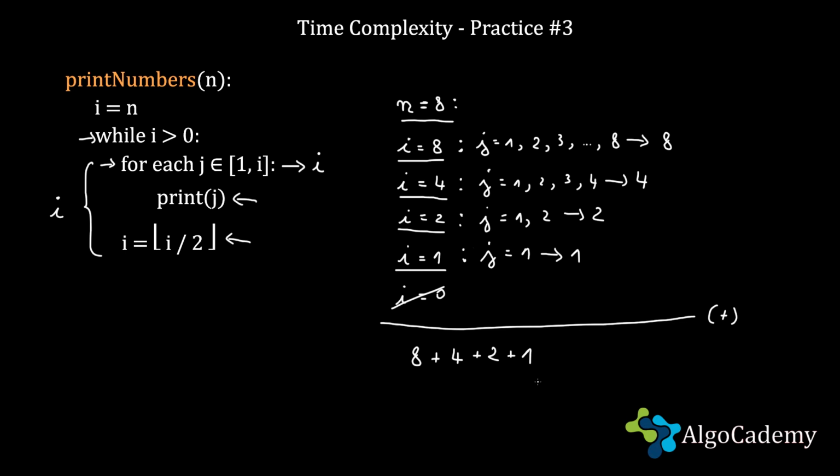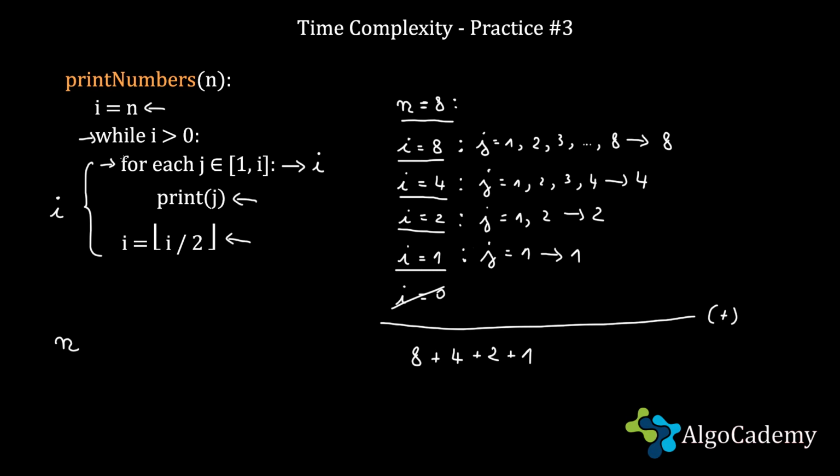Cool. Now, of course, we need to think in terms of the general case. We don't know the value of n. It could be anything. So we need to see what values i takes for a general n. The first value, obviously, is n, because it is initialized with n. So i equals n first. We enter this while loop, and what we do here is n iterations. So I perform n iterations for i equals n.